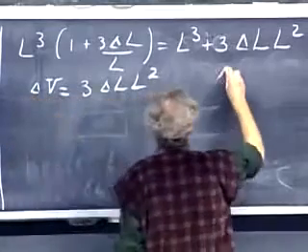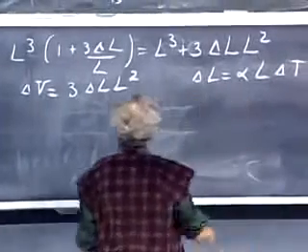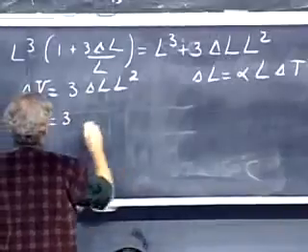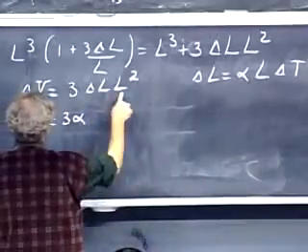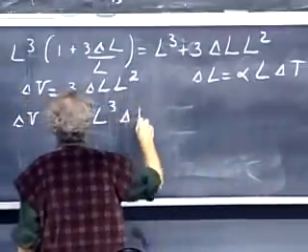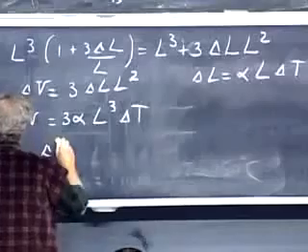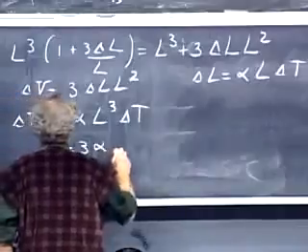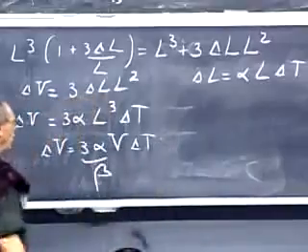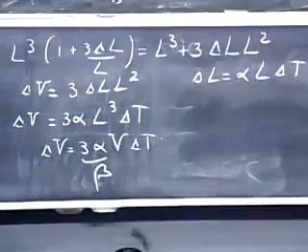But I know that delta L equals alpha times L times delta T. And so I can substitute that in here. And so I find that delta V equals 3 alpha times L squared times L, that is L cubed, times delta T. But L cubed was the old volume. And so I now find that delta V equals 3 alpha times the old volume times delta T. And this 3 alpha is often called beta. Beta is the cubical expansion coefficient as opposed to the linear one.